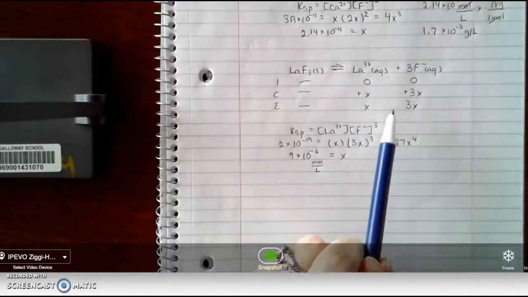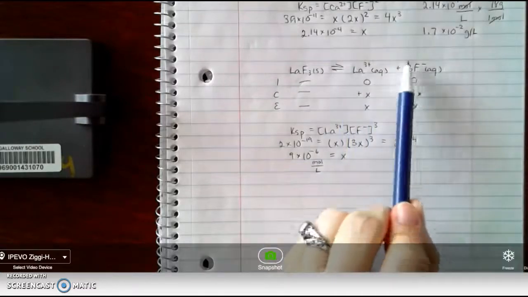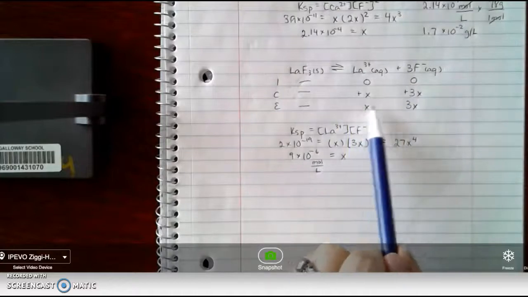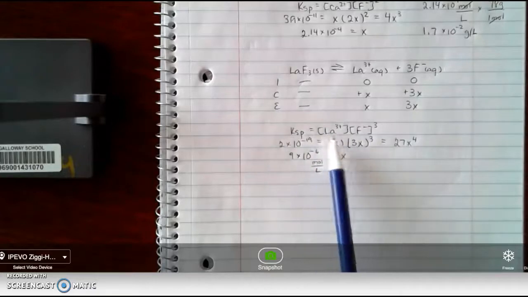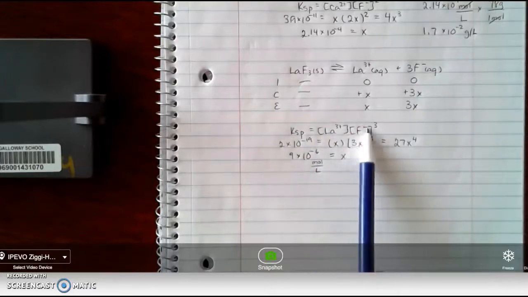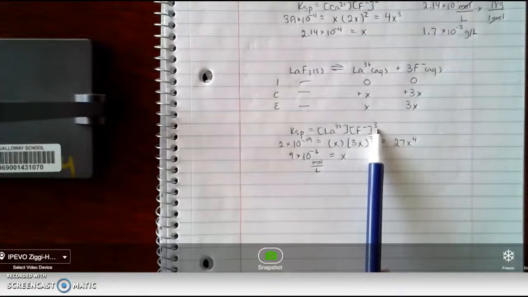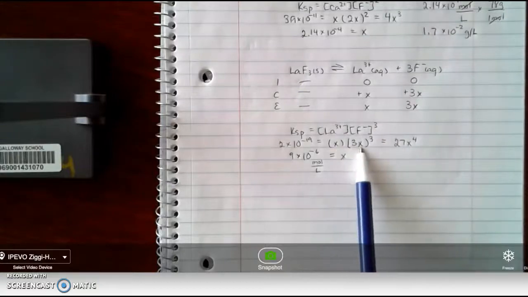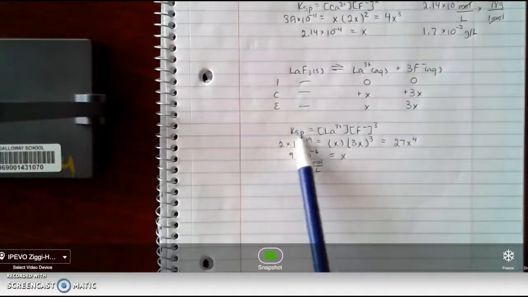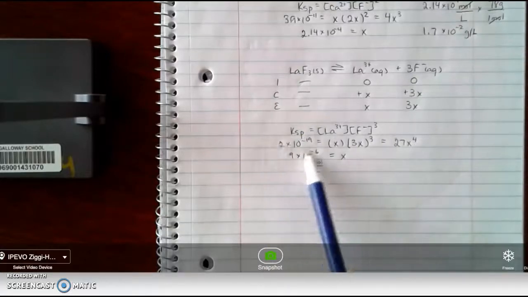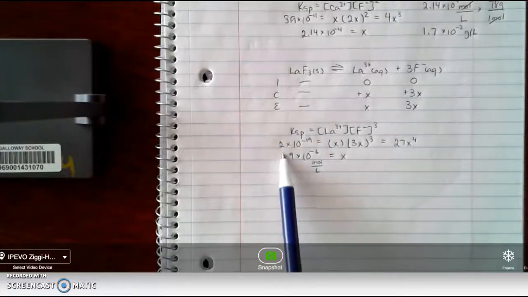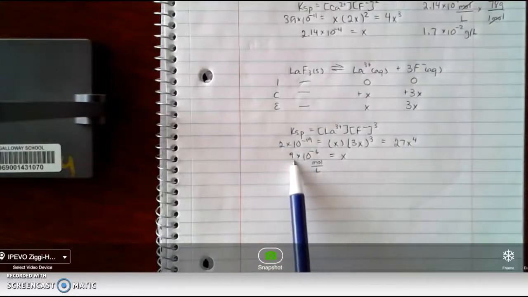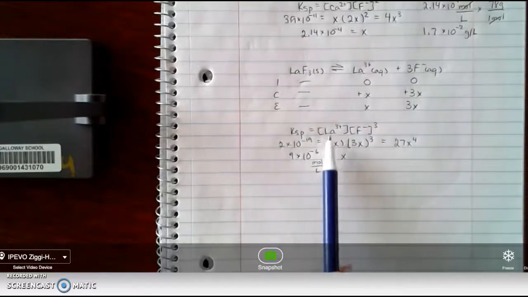So this time we're splitting into 1 lanthanum ion and 3 fluorides. So we've got X and 3X for our final concentrations. In our KSP expression, we have to remember that our fluoride ion concentration is going to be cubed. So we plug in X and 3X cubed equals our KSP given in the problem. So we get all of that. That KSP equals 27X to the 4th. And when we solve for X, we get 9 times 10 to the negative 6. So only 1 sig fig here. And then because these are concentrations, this is already in units of moles per liter.